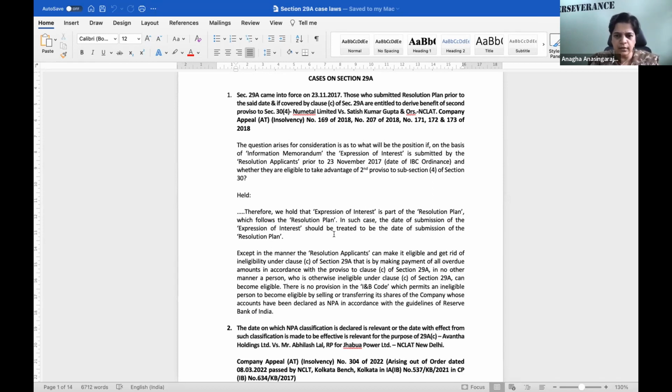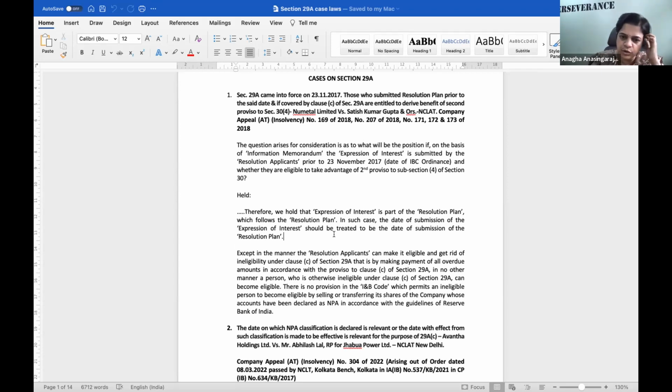So it was held that we therefore hold that the expression of interest is part of the resolution plan which follows the resolution plan. In such a case, the date of submission of the expression of interest should be treated as the date of submission of the resolution plan.